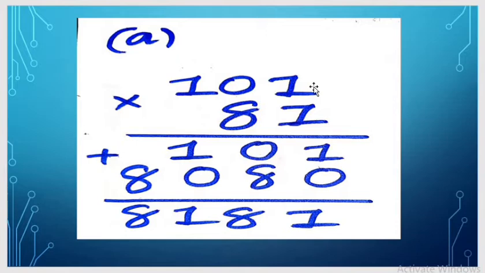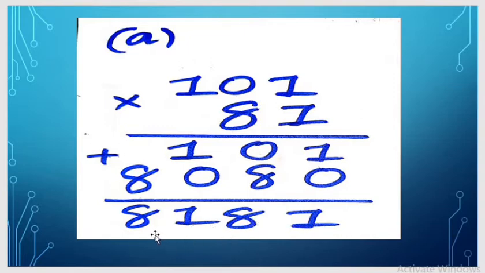Now 8 is multiplied with the upper 3-digit number. It is now the turn of 8: 8 ones are 8, so we write 8; 8 zeros are 0; then again 8 ones are 8. Got my point, all students? Then after, we do the addition. 1 plus 0 is 1, 0 plus 8 is 8, again 1 plus 0 is 1, and 8 as it is. So what is the answer?